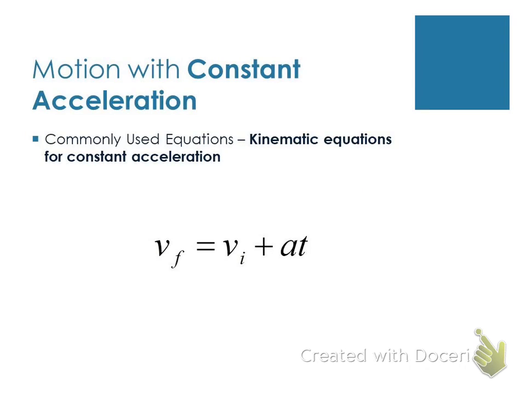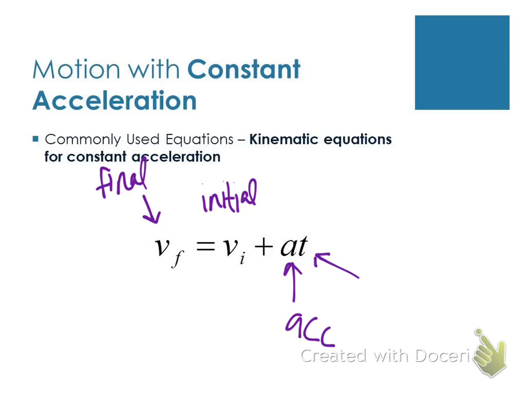So do we know what all of these mean? All of these variables, what do they mean? Velocity final, velocity initial, average, time. Acceleration and time. So acceleration times time here. That's what's happening. Those two are multiplied together. So acceleration times time. Final velocity, initial velocity, acceleration, and time.